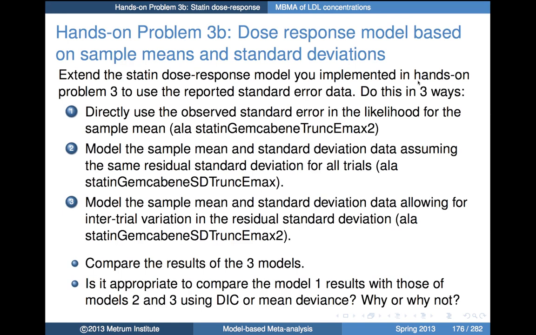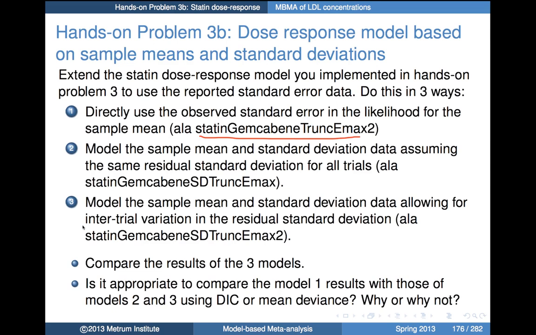So the first way is one like I showed you last week, where you just directly use the observed standard error in the likelihood for the sample mean. That's the approach I did in this example here, the statin gemcobine trunk Emax 2. That's where I did it that way rather than estimating the residual variance. So that'd be the first case.